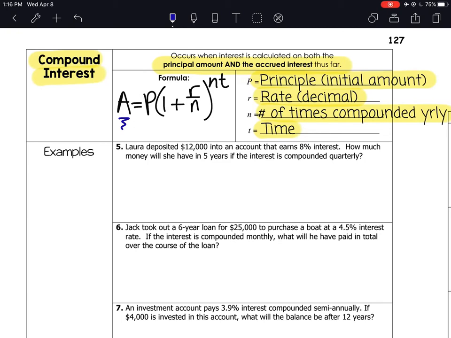Alright, the formula is final amount is equal to principal times the quantity 1 plus rate divided by n, close parentheses, to the nt power. Seems a little complicated, but I think you'll get it. Alright. Laura deposited $12,000 into an account. If she deposited that amount, that means out of this whole formula, they just told us P, because that's what she deposited, that's what she started with.